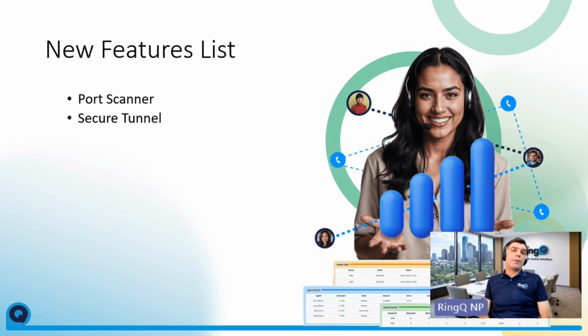So, two new features that we have introduced in 9.1. It is a network engineer's dream to make sure that everything is working properly. So the port scanner is a very helpful tool that will help a network engineer to determine if their network is properly configured to allow RingQ to work properly. So you will be able to see if the ports are open on the network, both internally and externally as well. We have also introduced the secure tunnel, allowing you to connect external devices from outside of the network back into your network with a secure communications channel.